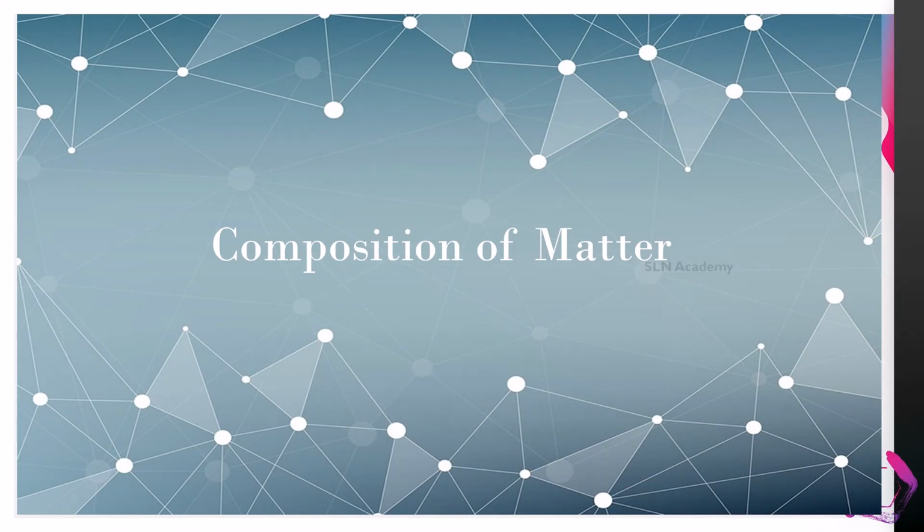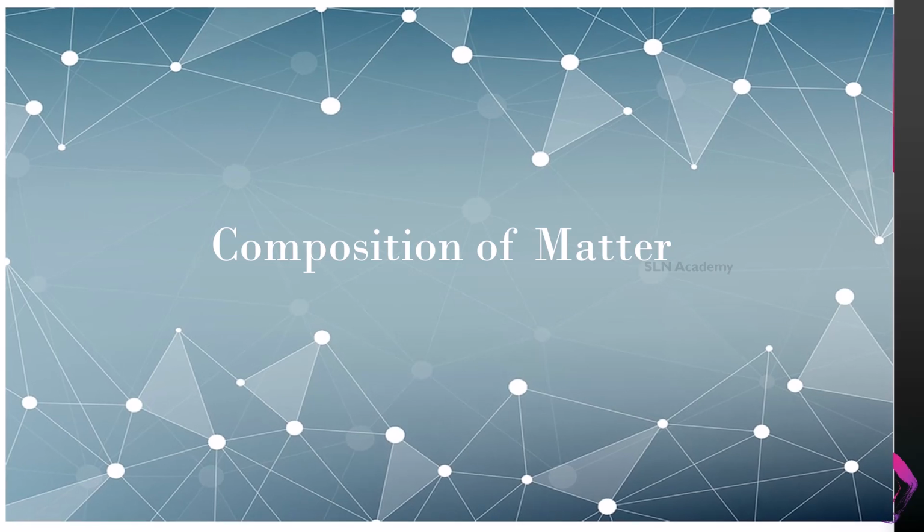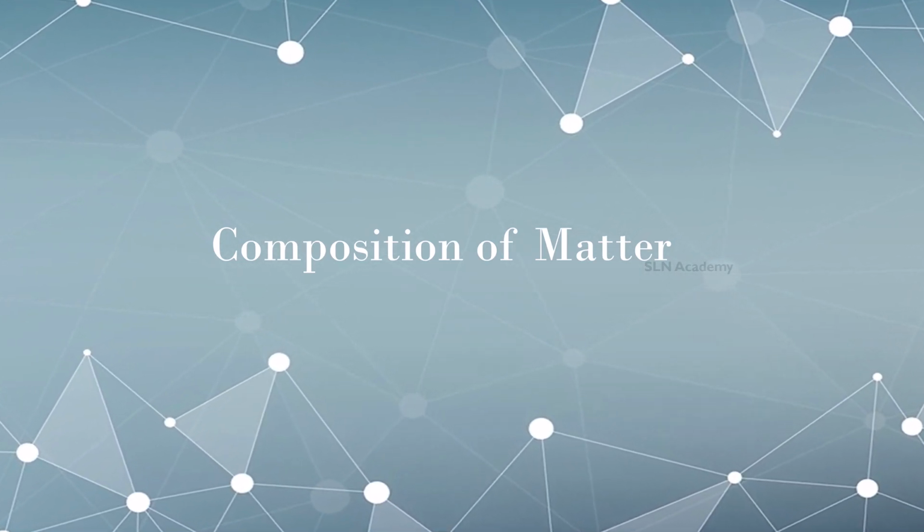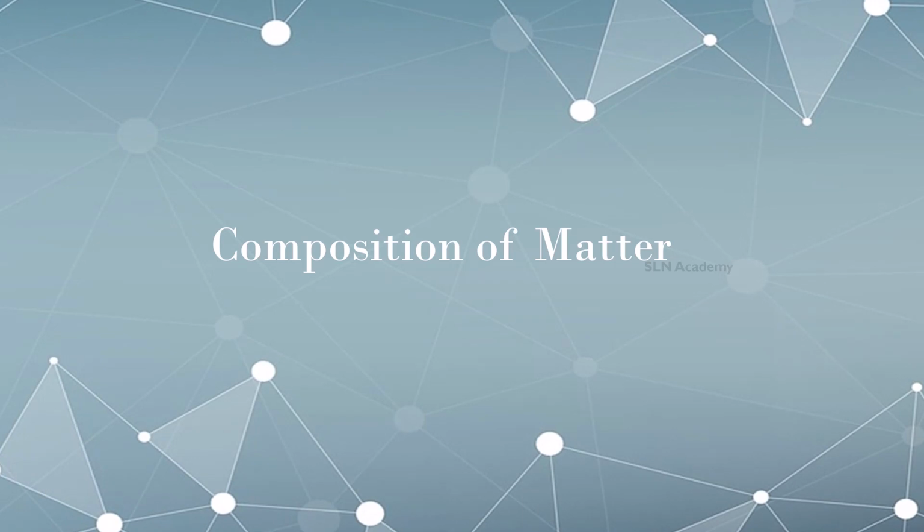So far, we have understood that everything in this world is made up of matter. Matter is made up of very tiny particles called atoms. These atoms combine in different ways to form different kinds of molecules. Now, let us look at composition of matter.